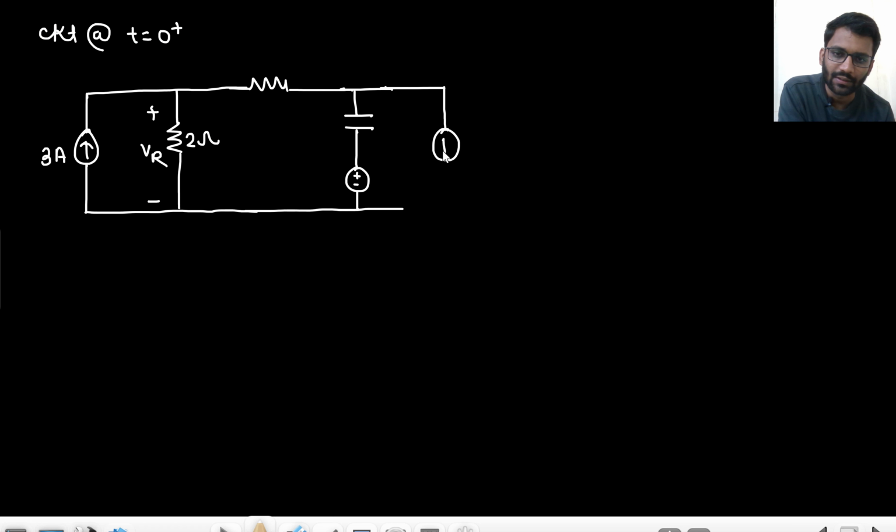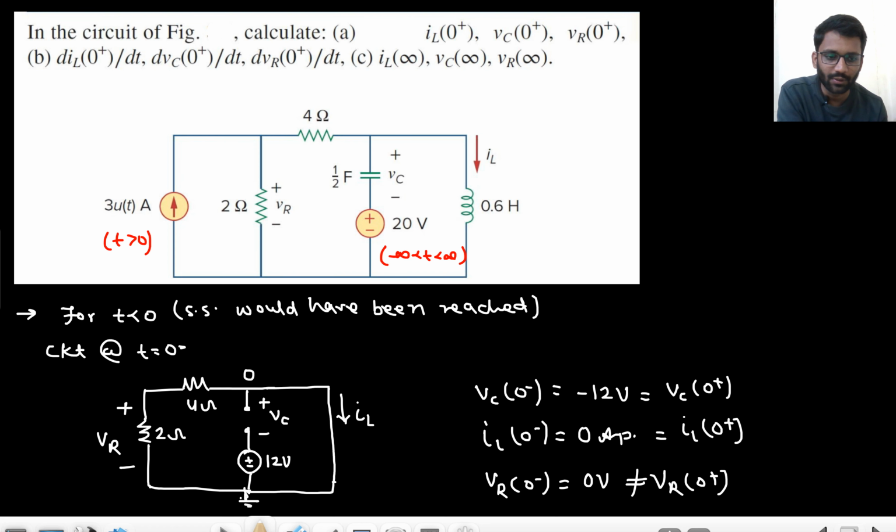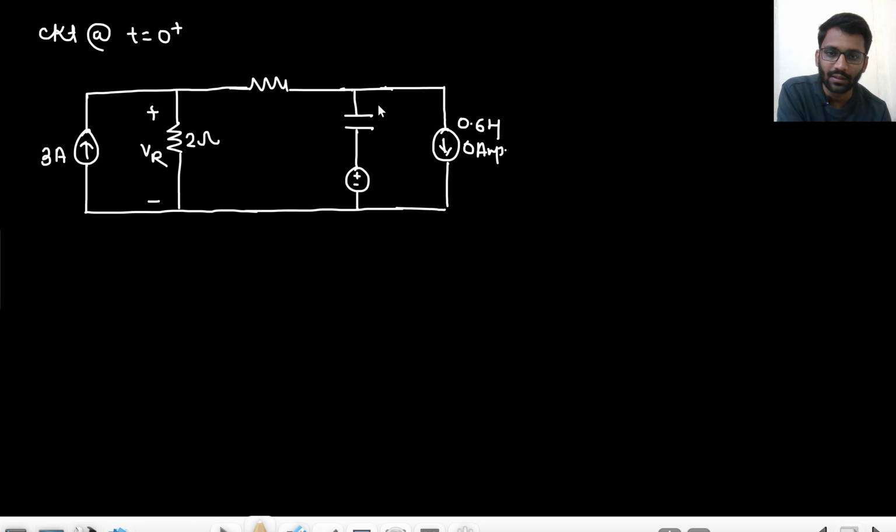This is having an initial current of how much? 0 ampere actually. But never forget the value of inductance is 0.6 Henry, because there is an inductor connected as well. The capacitor is having an initial voltage of minus 12. Like this is our VC, and here I am having minus 12 volt. And what is the value of the capacitor? That also you need not forget. That is 1 by 2 farad.